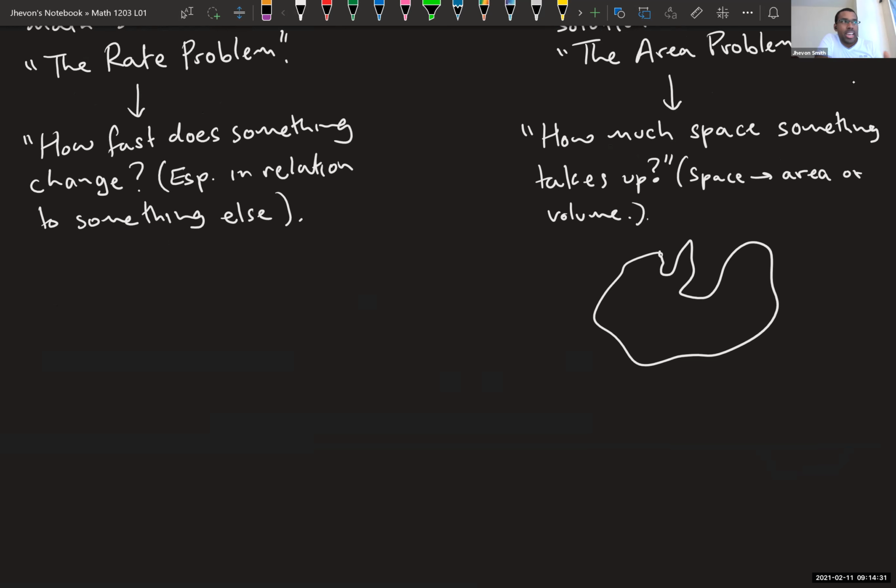Is there a way that I can figure out a formula to find the area of something? And that is pretty important. For many reasons, we need to know how much space something will take up. To give a more socioeconomic example, let's say plots of land, right?